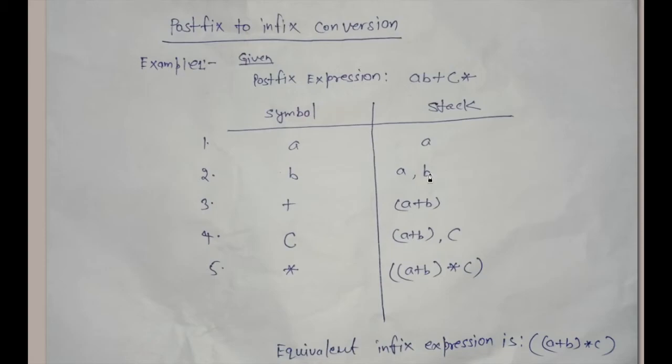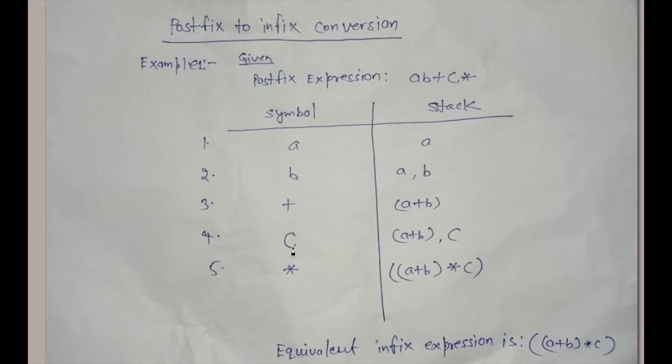You can see A and B are the operands, and they have been inserted into the stack. Now the third symbol is plus. When an operator is there, the top two elements from the stack are popped and the operation is performed. There are only two elements, A and B, at the top of the stack. So when the operator is scanned, this operation is performed: A plus B.